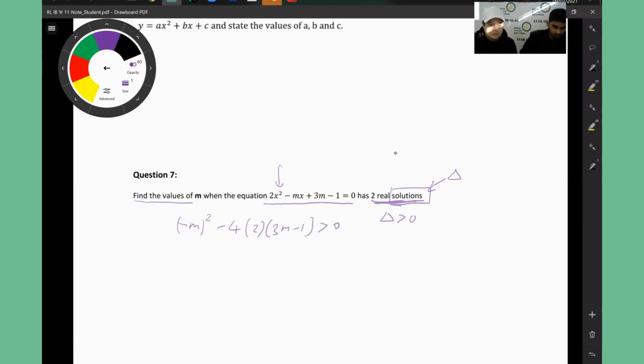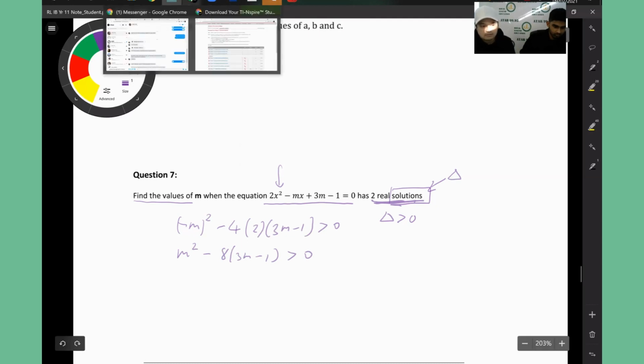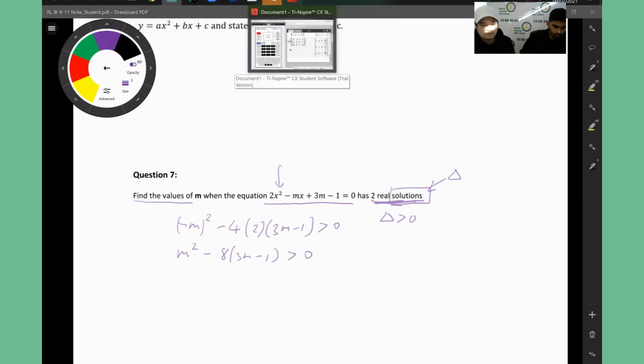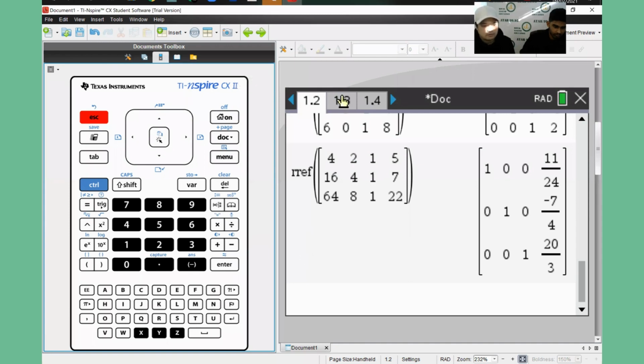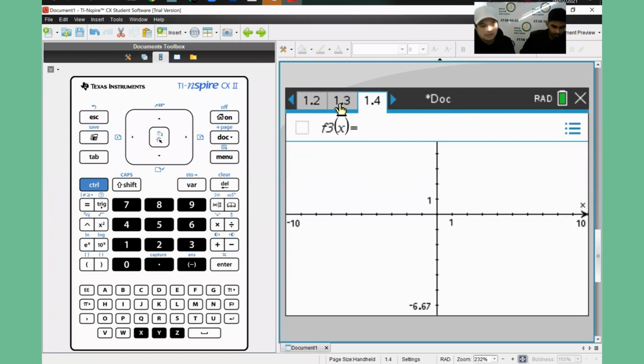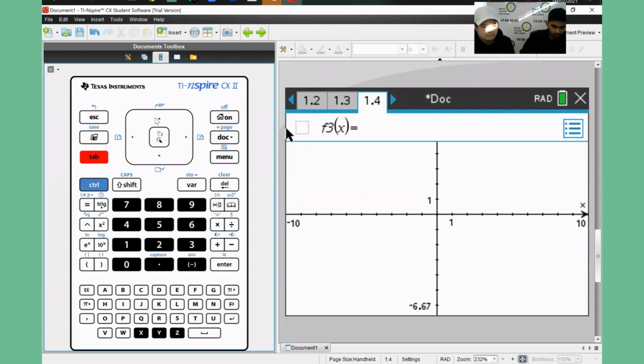Yeah. So what should I do? I can write that nicely first. m squared minus 8 times 3m take 1. You can expand it as well. It's bigger than 0. So how do I do it? Parabolic or non-linear inequality, not linear, I will sketch a graph, isn't it? So now sketch the graph and get the answer for this question for me first. So you can use sketch graph. Yeah, same thing. Once again, I either delete everything or insert a page. Sketch graph.